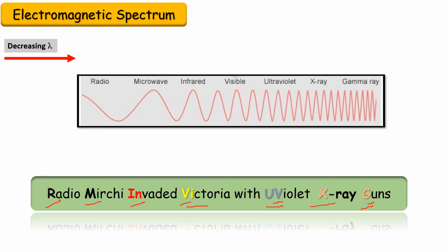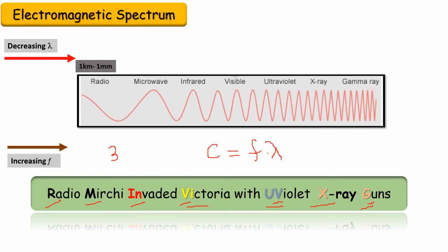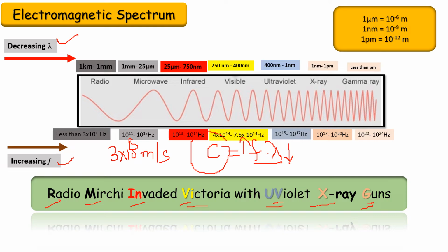Then we also saw that from left to right the wavelength is decreasing and the frequency is increasing. For electromagnetic radiations being transverse waves, the velocity is a constant value, that is 3 × 10^8 meters per second. If this velocity has to be constant, then the two quantities on the right-hand side, wavelength and frequency, are inversely proportional to each other. That means if lambda is decreasing, the frequency has to increase and vice versa. That is what we see here, decreasing wavelength, increasing frequency.